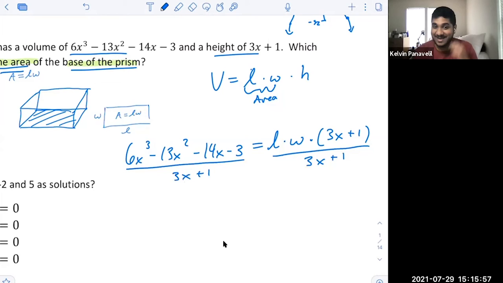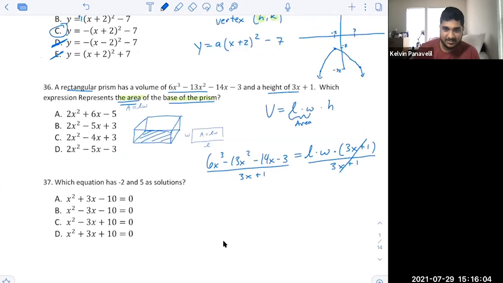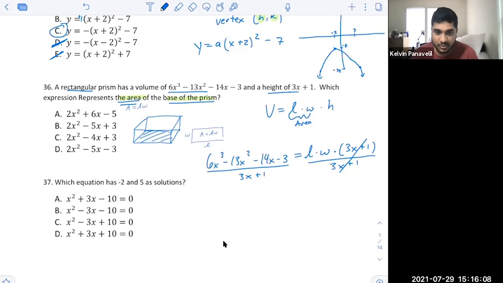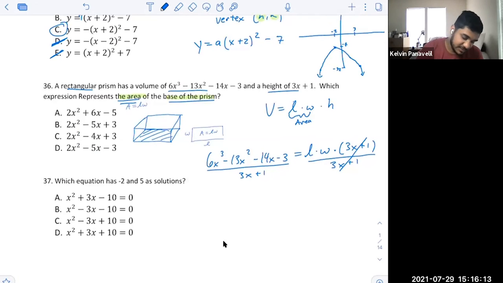So that was all just a concept, right? Now this is where it gets a little challenging, right? So we divided both sides by 3x plus 1. Is that an answer choice? No, right? So now what we have to do is polynomial long division, okay? So if you guys want to write that, polynomial long division.